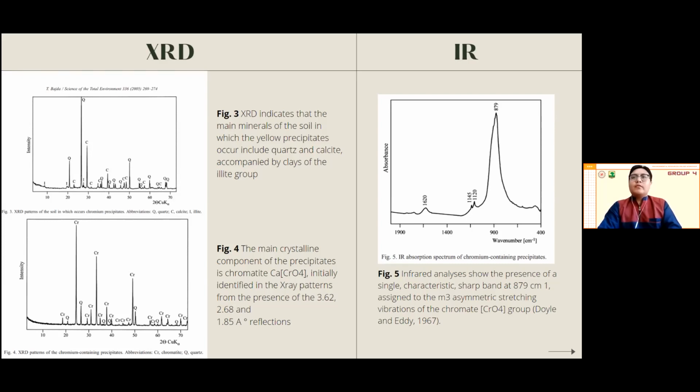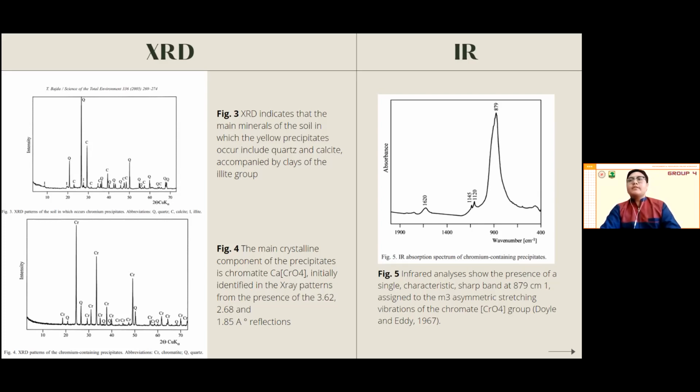Analysis by XRD in graphic 3 explained that XRD indicates the main minerals in the soil, which the yellow precipitates include quartz and calcite, accompanied by clay of the illite group. And in graphic 4, the main crystalline component of the precipitates is chromatite, initially identified in the X-ray patterns from the presence of the 3.62, 2.68, and 1.85 angstrom reflections, and analyzed by infrared.